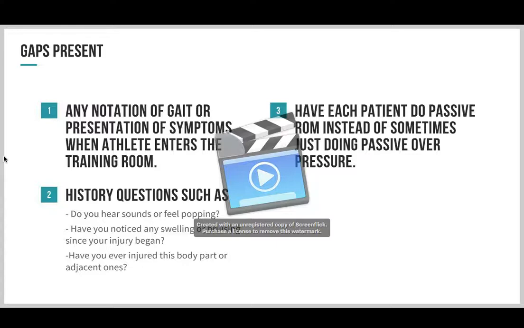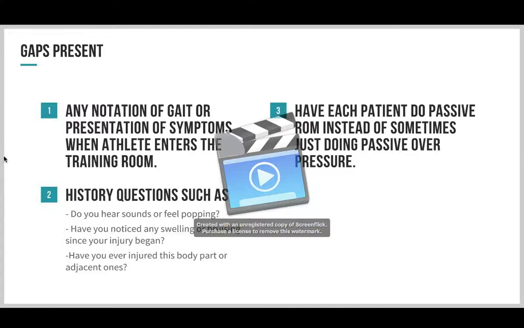So the first thing that we should be looking at is, as they enter the door, are they walking with an antalgic gait? How's their posture? How do they move biomechanically? Things like that. And that's something I always forget about. Like, they're practically sitting on the table by the time I get to them most of the time. And so that's something I definitely need to be more aware of.